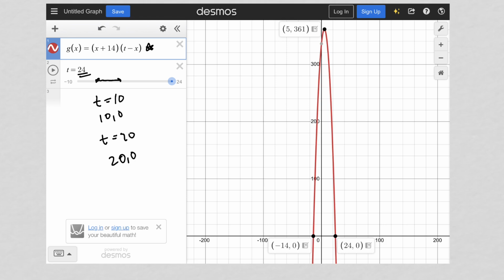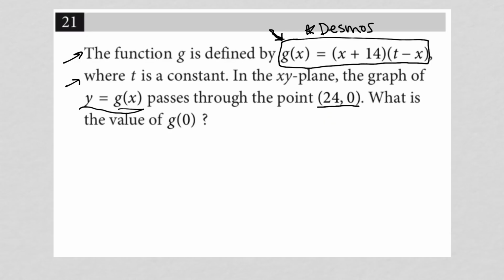So I realized, oh, well, if the question is saying that this graph must go through the point 24, 0, that must mean that I need to set t equal to 24. And that's exactly what I did. All right, so now you understand why I set t equal to 24. The question goes on to say, what is the value of g of 0?